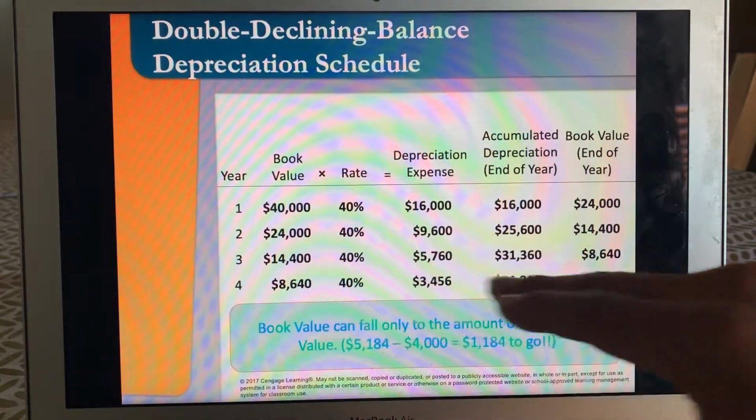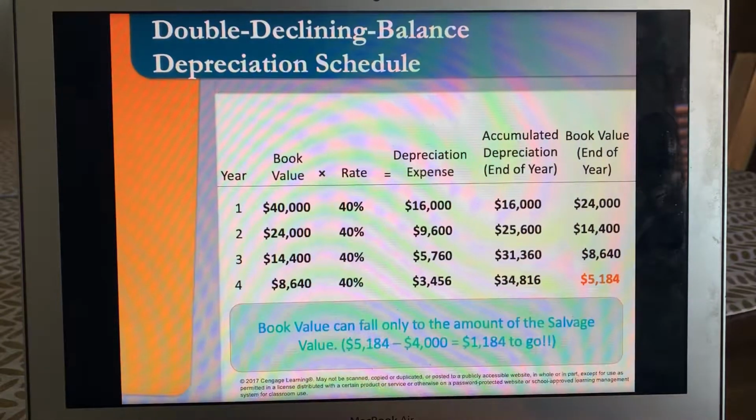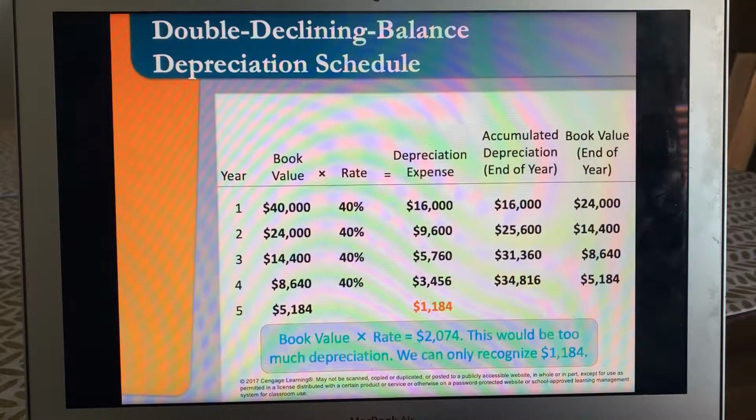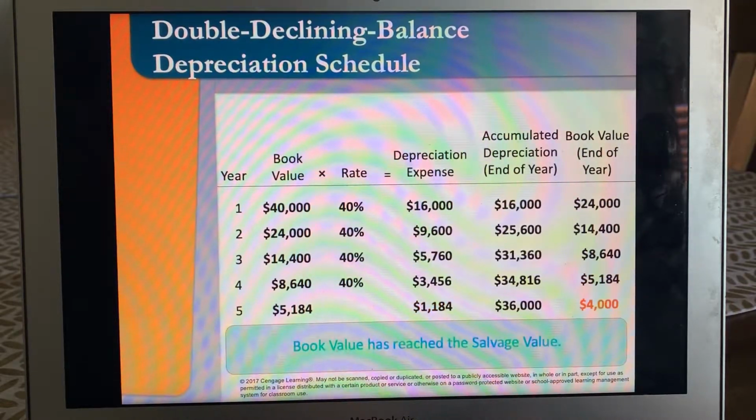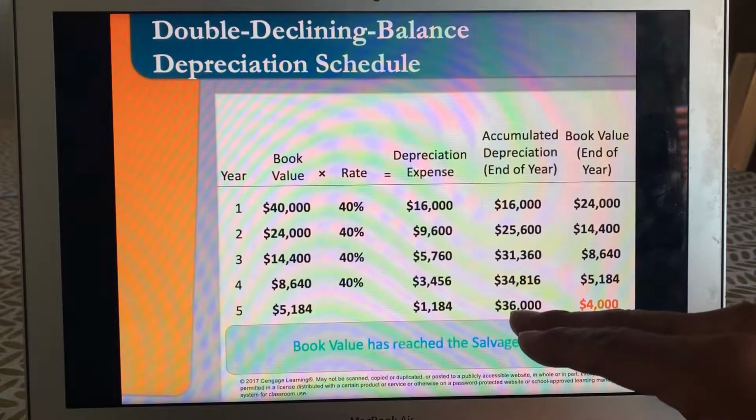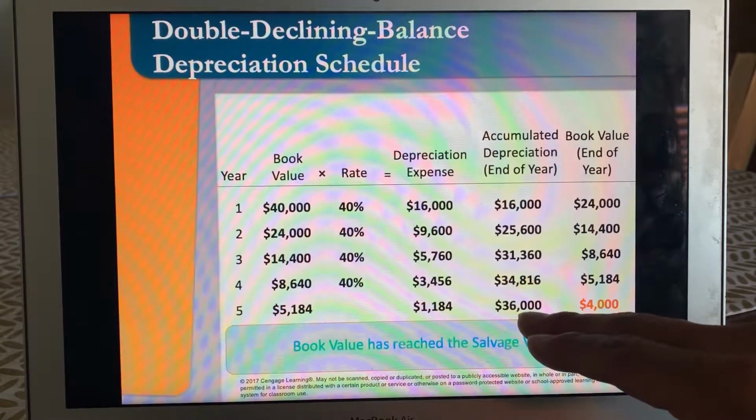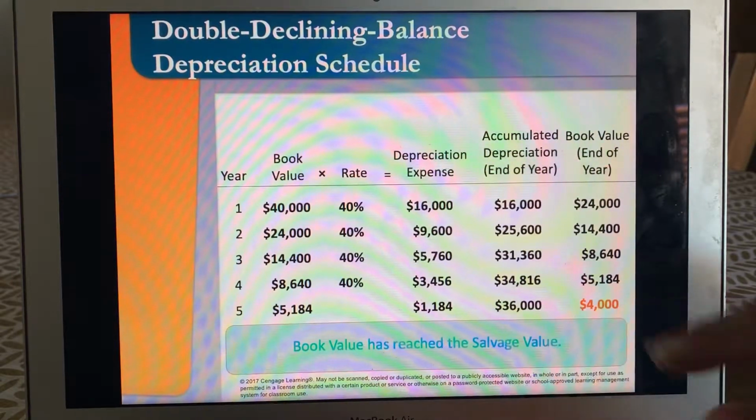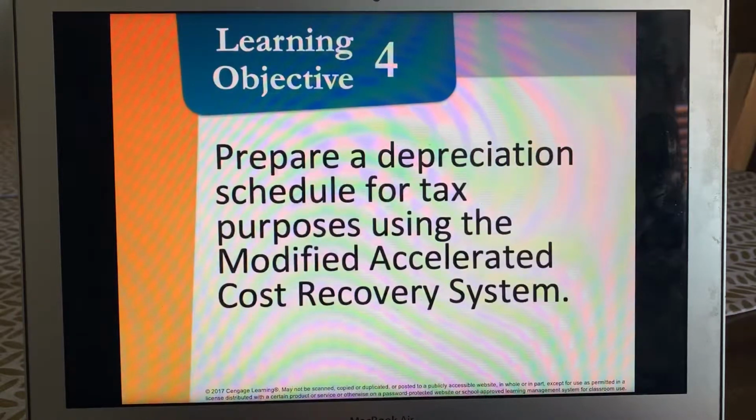Notice how our depreciation took 1 less year. So instead of 5 years, it took 4 years. And our book value is 5,184, which is a little bit higher than our salvage value. And that's what this says right down here. All right, so in year 5, all we have is 1,184. So now we're fully depreciated. Our accumulated depreciation is 36, and our book value is 4,000.